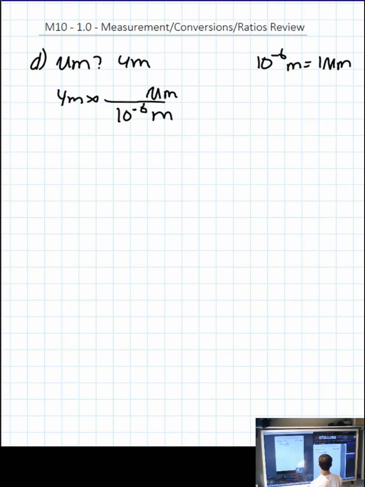Now we don't like negative exponents, so we're going to bring it to the top and make the exponent positive. So let's cross it off and put 10 to the 6 on the top. Now 4 times 10 to the exponent 6 is just 4 with 6 zeros after it. So 4 million micrometers. Now micrometers are absolutely tiny, so let's get some units on there, micrometers, and circle our answer.